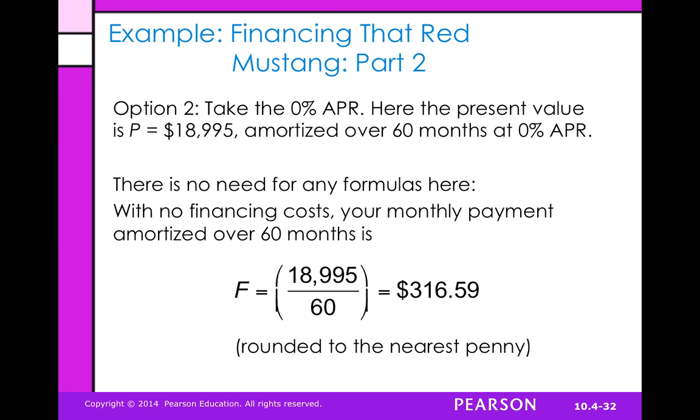For option 2, if we take the 0% APR, then the present value is just $18,995, and now we're paying it off over 60 months at 0% APR. Since there's no interest involved here, we don't need to deal with any formulas. You're just going to pay $18,995 off over 60 months. So all you do is chop $18,995 into 60 pieces, because you're doing things monthly for 5 years, so you're going to write a total of 60 checks, and each check will be worth this much, $316.59.